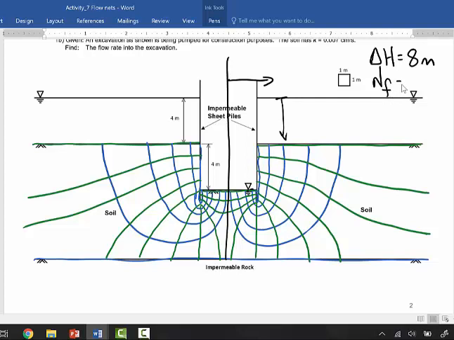The number of flow channels here would be, looking at just half of this system, 1, 2, 3, 4, 5 flow channels in half the system, and then the number of equipotential drops is 1, 2, 3, 4, 5, 6, 7, 8, 9, 10. Okay. So there are 2 examples of how to draw flow nets for 2 different types of structures where seepage will exist.